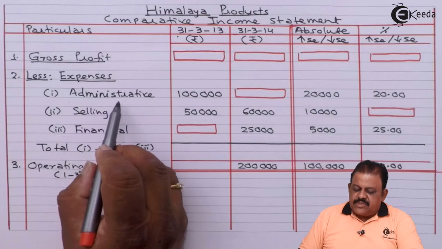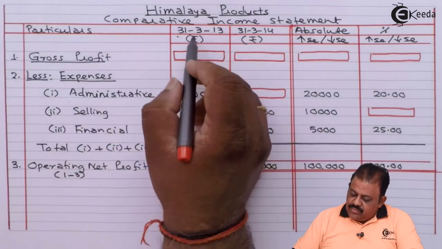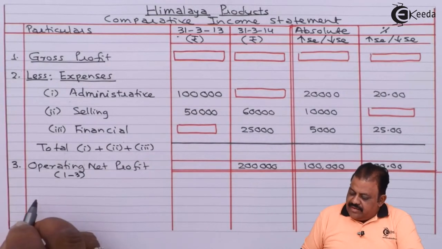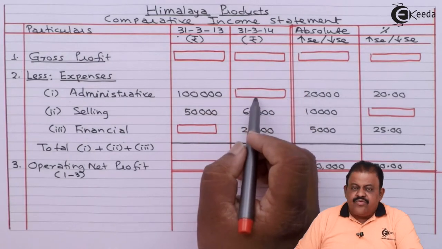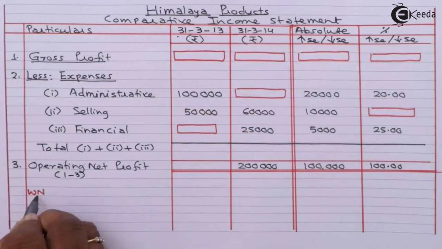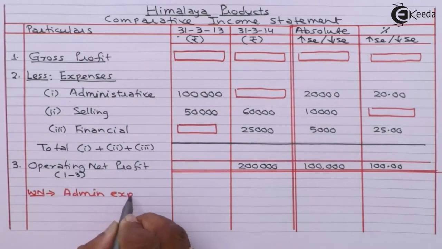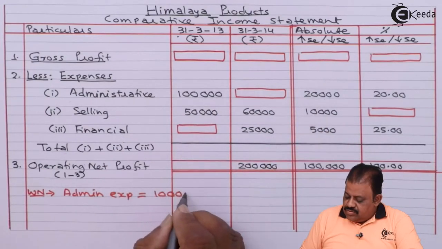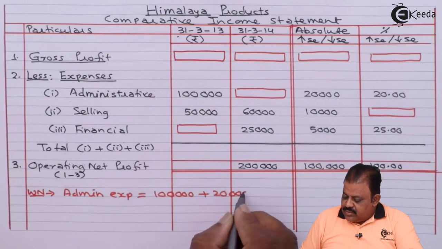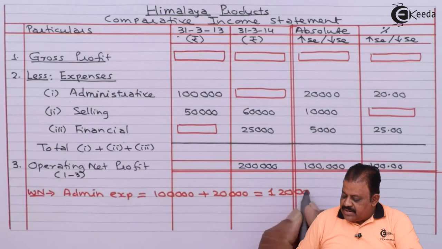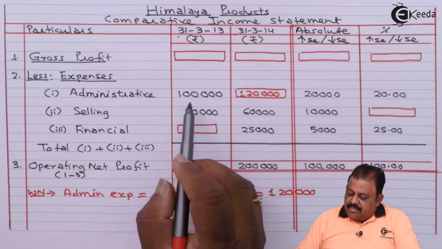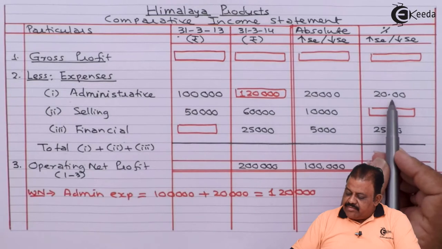Here in case of administrative expenses, they have given for the year ended 31st March 2013 the amount is 1 lakh. And here the absolute increase they have said is 20,000. So we can find out the value as on 31st March 2014. This is 1 lakh. There is an increase of 20,000. So 1 lakh plus 20,000, so it must be 1,20,000. 20,000 divided by 1 lakh multiplied by 100, we get 20%.